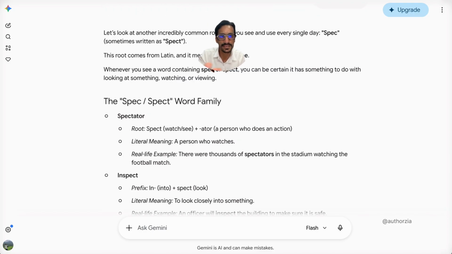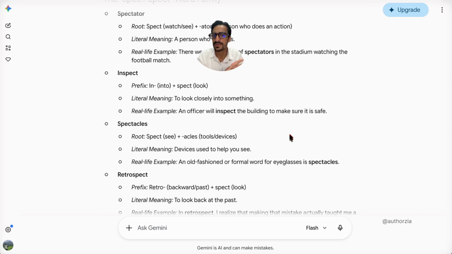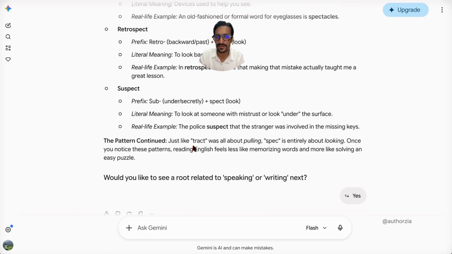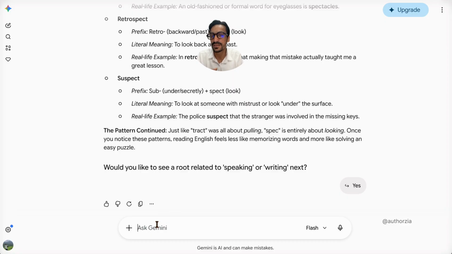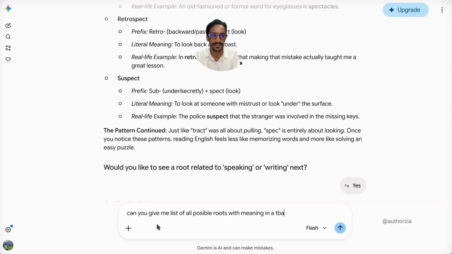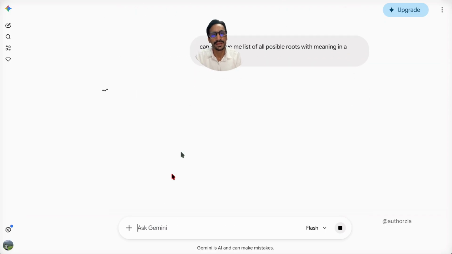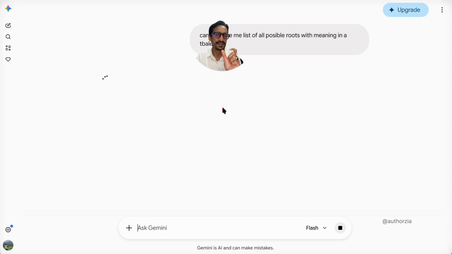This is Gemini I'm using. You see here they are asking me to upgrade, but on the free plan also I'm getting all these things. I can ask Gemini or any AI tool to create any number of examples that a human teacher may not be able to create or may not be interested in creating. I can ask, can you give me a list of all possible roots with meaning in a table, and you will see that Gemini will give a list with a table.